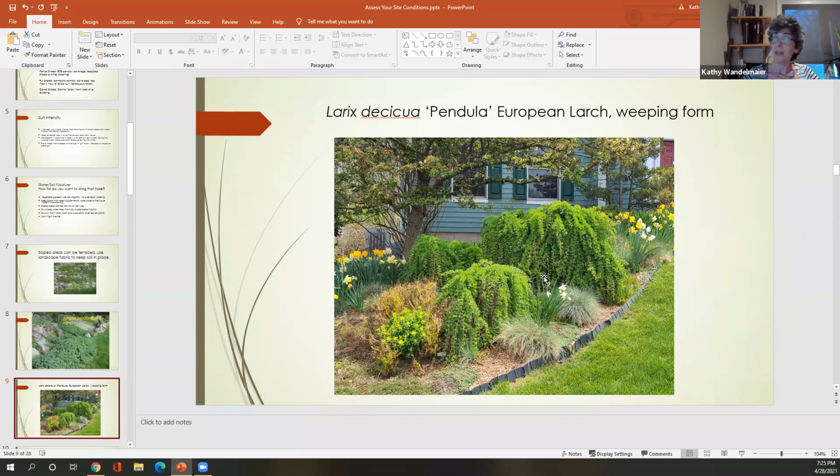In case you didn't know, larch is a deciduous evergreen, which sounds like a contradiction in terms, but it is a conifer. It's a coniferous tree, but it does shed its needles in the winter. Just a little thing to know. Doesn't take anything away from the tree at all. Really nice, elegant looking tree. This is Larix decidua, which is the European larch. There's also a native larch, which is known as tamarack around here. I'm not as familiar with that one. I don't know if there's a weeping form of it, but if you want the weeping form, you want the European larch.